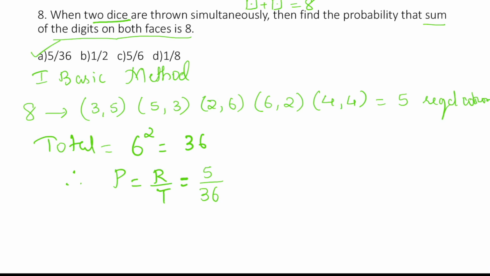Now let us see a shortcut for how to solve this. Since it was a simple problem, we could find the sum easily. But if there are more dice and a larger sum is asked, then it will be difficult. So there is one short trick for this. So how to solve? Now, the probable sums and outcomes.